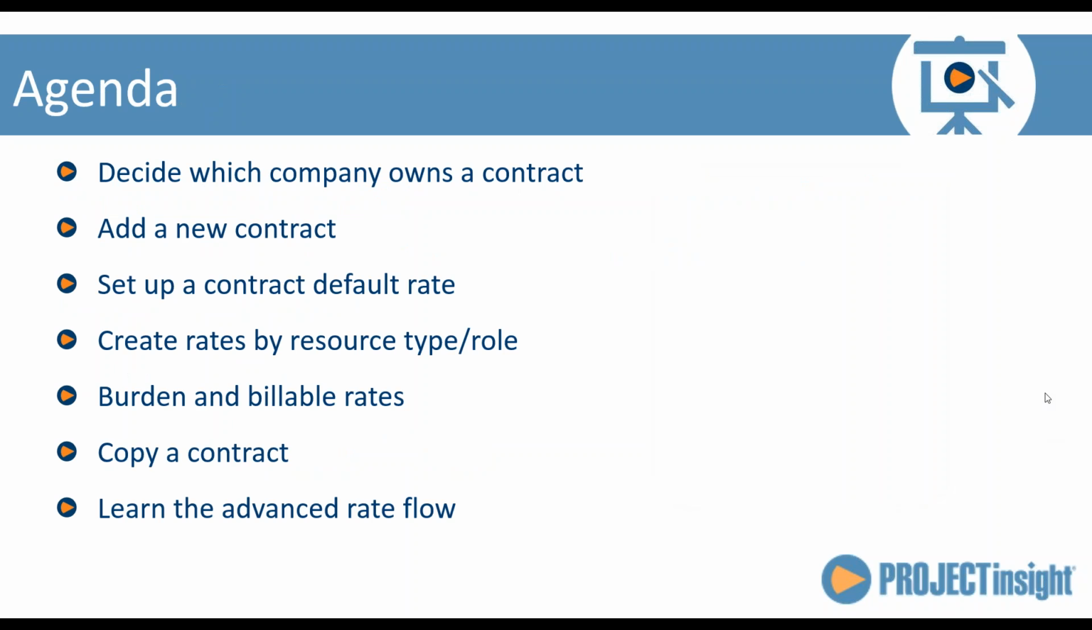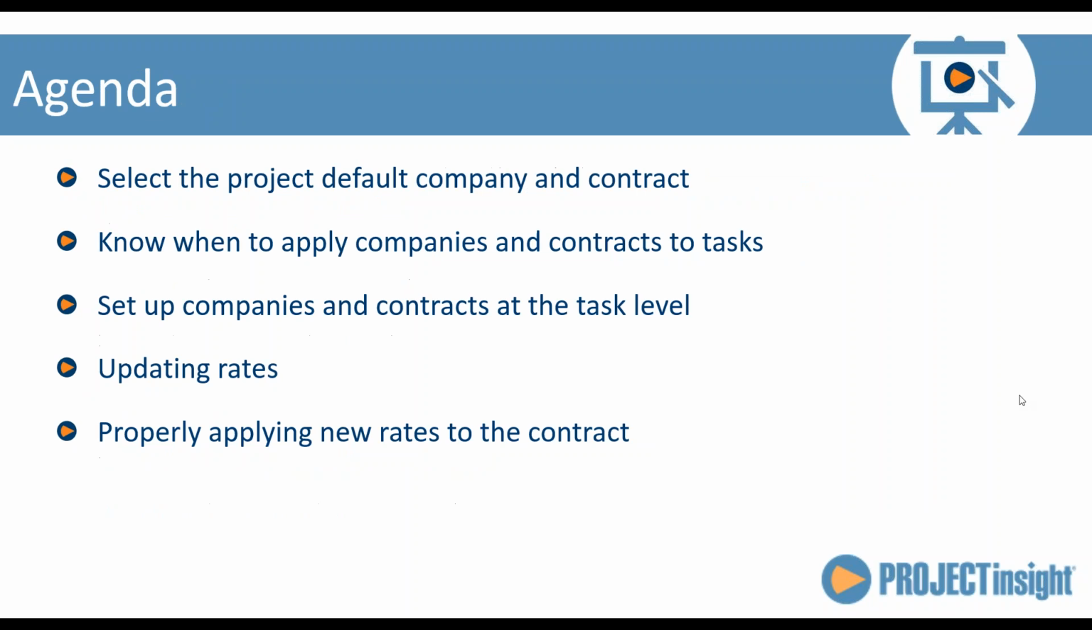On our agenda today, we'll go over how to decide which company owns a contract, add a new contract, set up a contract default rate, create rates by resource type and role, burden and billable rates, copy a contract, learn the advanced rate float, select a project default company and contract, know when to apply companies and contracts to tasks, set up companies and contracts at the task level, updating rates, and properly applying new rates to the contract.